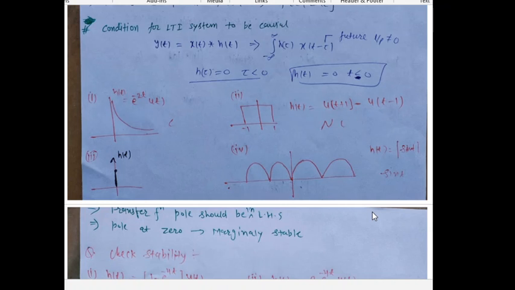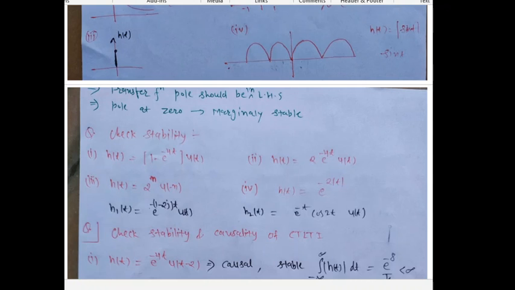Now we'll discuss stability. For stability, the poles of the transfer function should be in the left hand side. Okay, and a pole at 0 gives marginal stability. Now we'll do some questions and check the stability of systems.